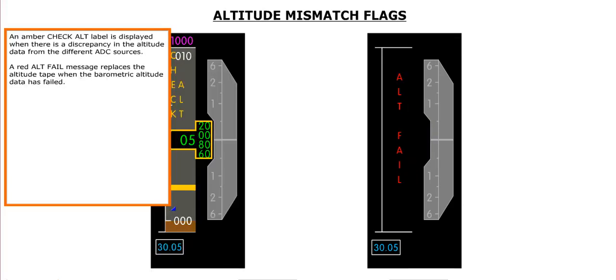An amber check altitude label is displayed when there is a discrepancy in the altitude data from the different ADC sources. A red altitude fail message replaces the altitude tape when the barometric altitude data has failed.